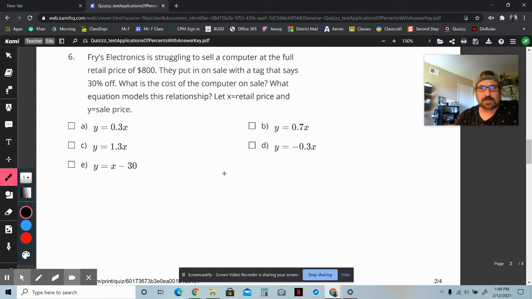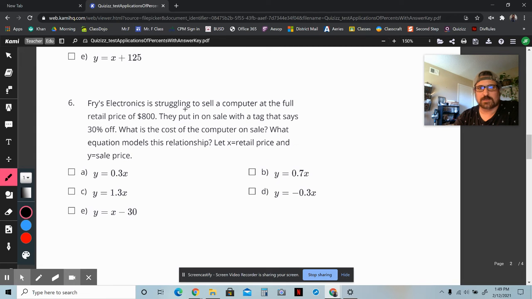All right, the next one here. Fry's Electronics is struggling to sell a computer at the full retail price of $800. They put it on sale with a tag that says 30% off. What is the cost of the computer on sale? Once again, what are they asking for? What is the cost of the computer on sale? They want the equation that models this. X is the retail, Y is the sale price.